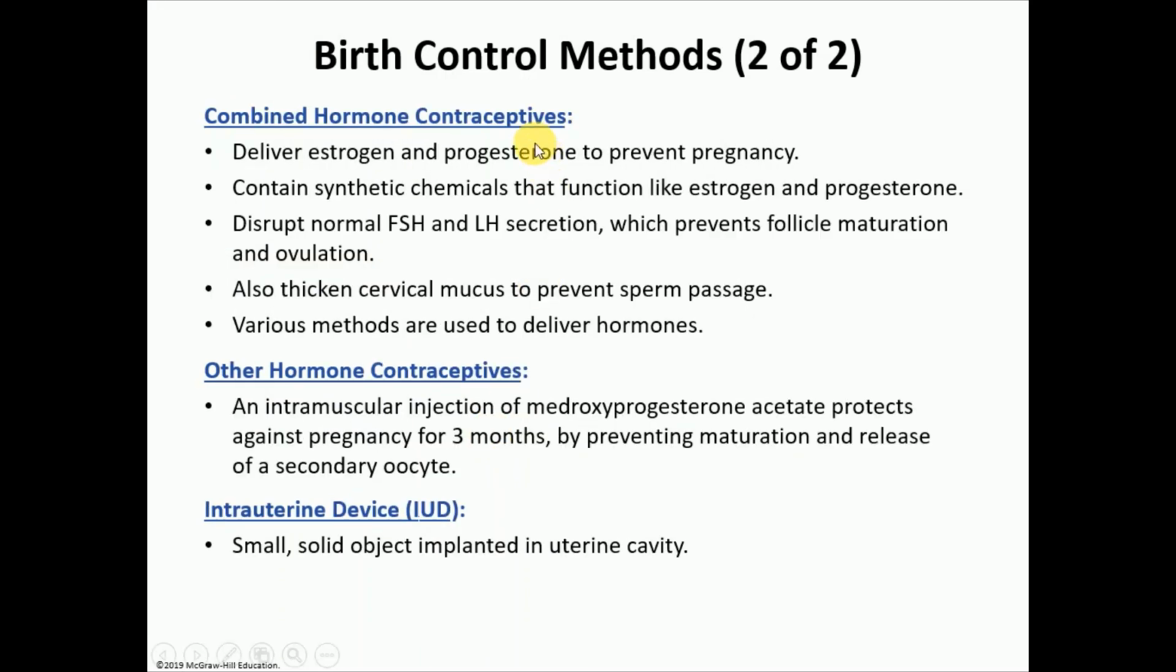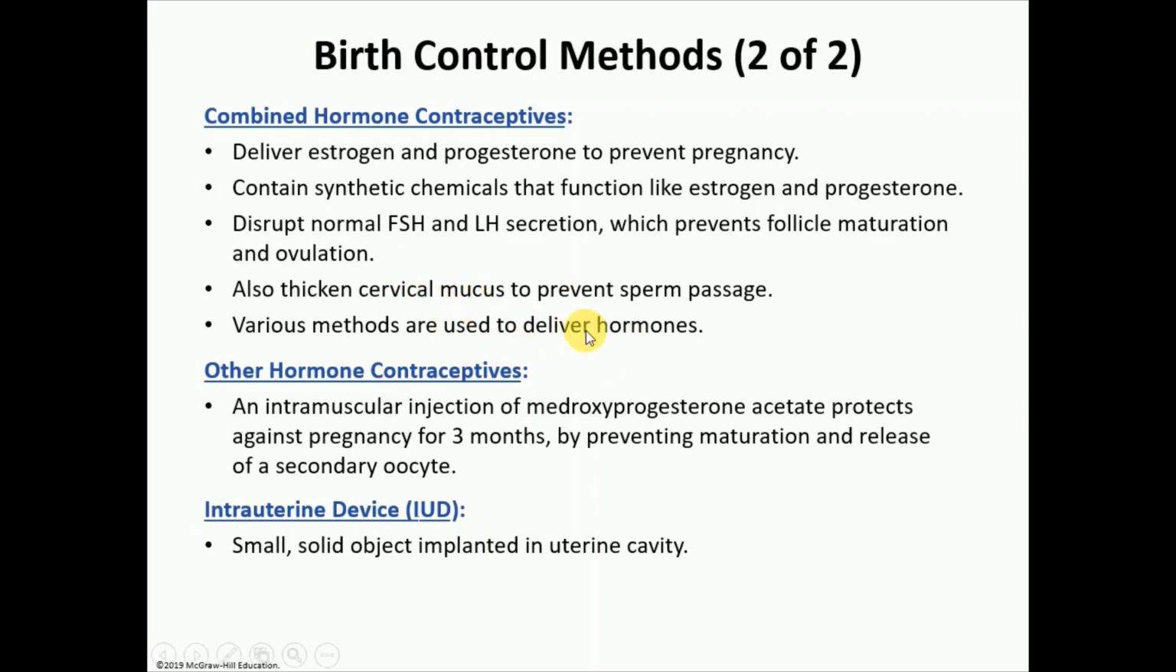There's also combined hormone contraception, giving estrogen and progesterone to prevent pregnancy. When you give them together, that is going to disrupt the whole negative feedback that we were talking about. There's a change in the FSH and LH secretions, and those are going to prevent follicle maturation and ovulation. Giving estrogen and progesterone also thickens the cervical mucus, forming a plug-like mucus to prevent the sperm from reaching the egg.